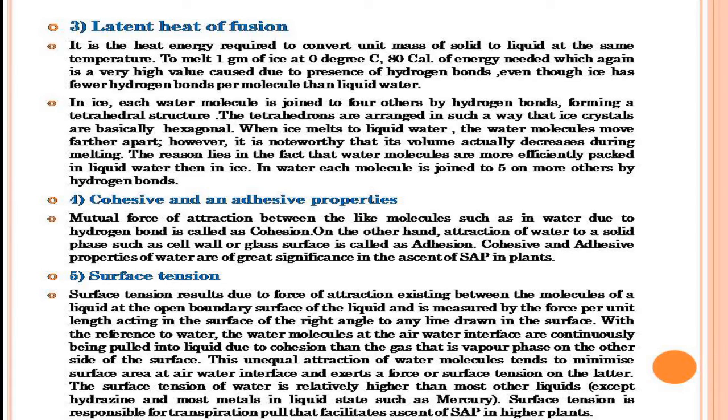Even though ice has fewer molecules than liquid water, in ice each water molecule is joined to 4 others by hydrogen bonds, forming a tetrahedral structure. I already told in that particular diagram that tetrahedra are arranged in such a way that ice crystals are basically hexagonal. In this way the latent heat of fusion is also higher in water.